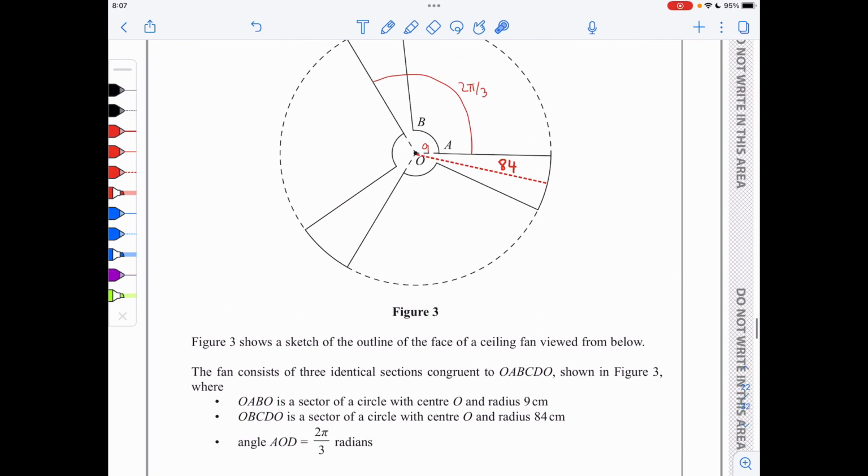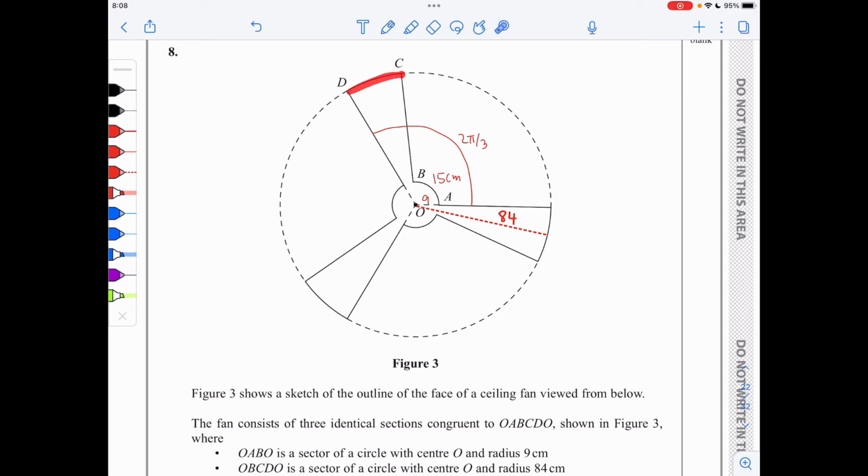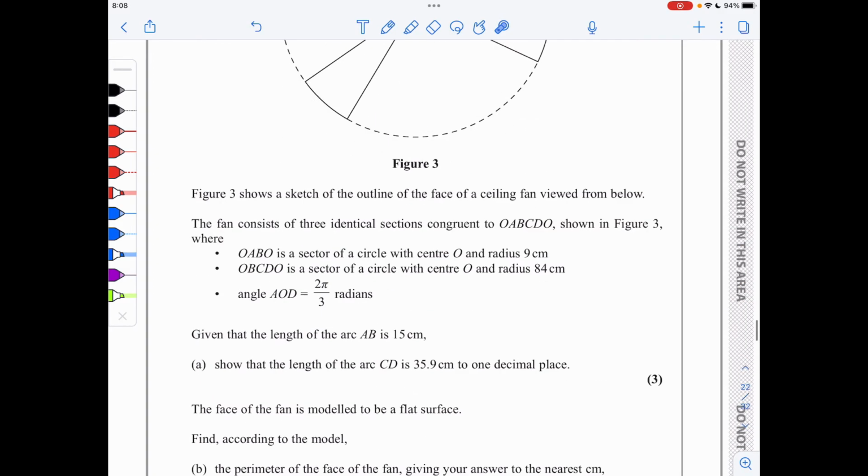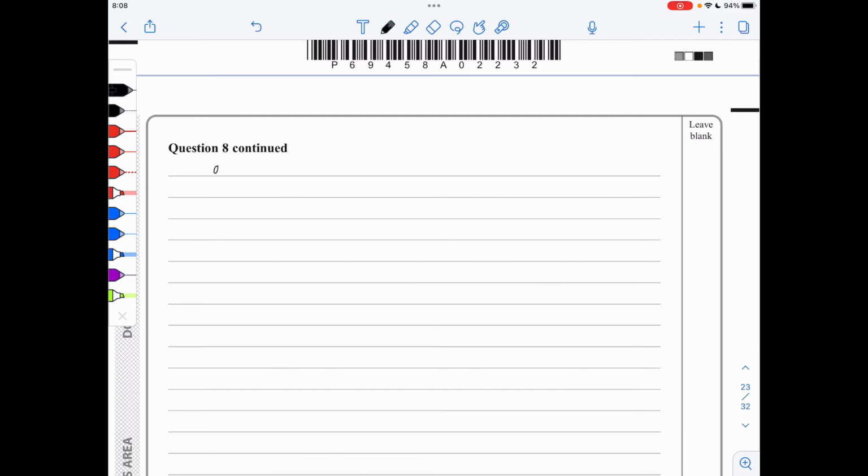So we know that the arc AB here, this one here, is 15 centimeters. So I'm trying to find the length of the arc CD, which is this part here. In order to do that, let me start by reminding ourselves that the length of the arc is r theta, and we have that the arc AB is 15, the radius is 9, the angle is AOB. So we get that 5 over 3 is the size of AOB. Remember, we are in radians.